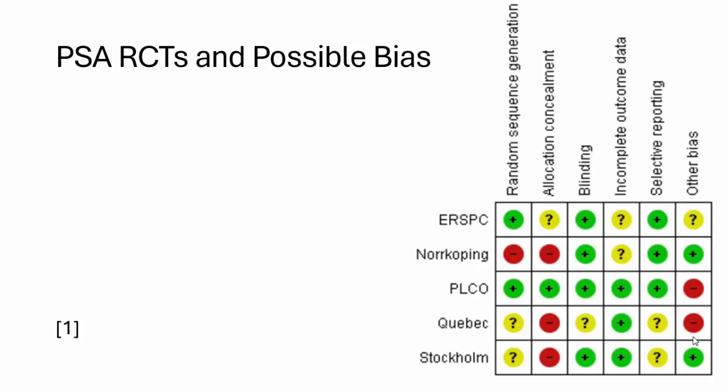There have been 5 randomized controlled trials on PSA screenings. This is the bias table from the Cochrane meta-analysis, and for the sake of time, we won't dive too much into this, but it's pretty self-explanatory, where the green pluses means there's low risk for bias, and the red minuses mean there's high risk for bias.